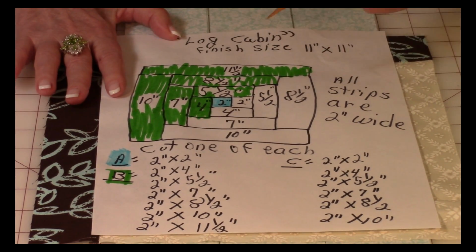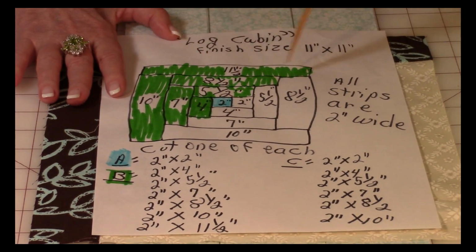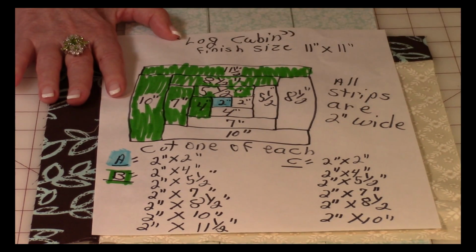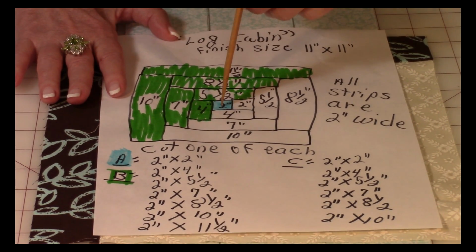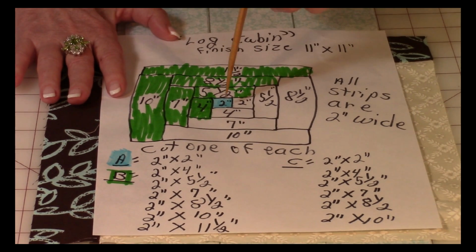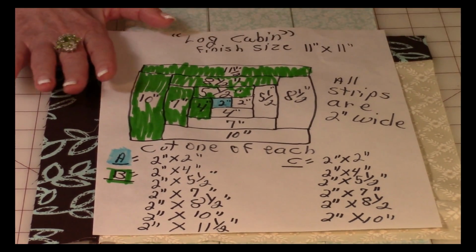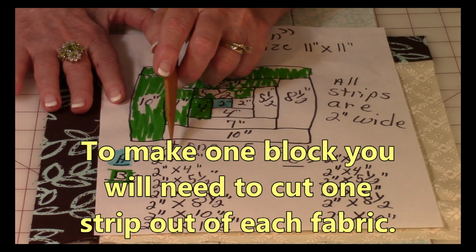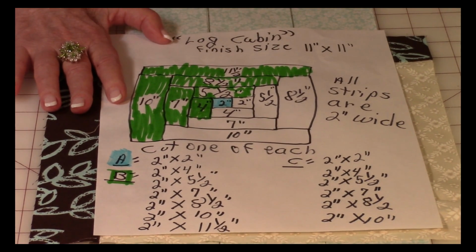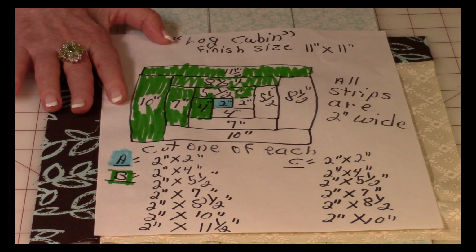Okay, so as you're looking at this, I've highlighted all the dark over here, and then this is the light. And this little blue square is going to be my color that is going to be different from everything else. So it can be a solid or just a very dark print to help bring out all the colors in the block. Now down here I've listed the sizes to cut per block. So you're going to cut one of each of these.